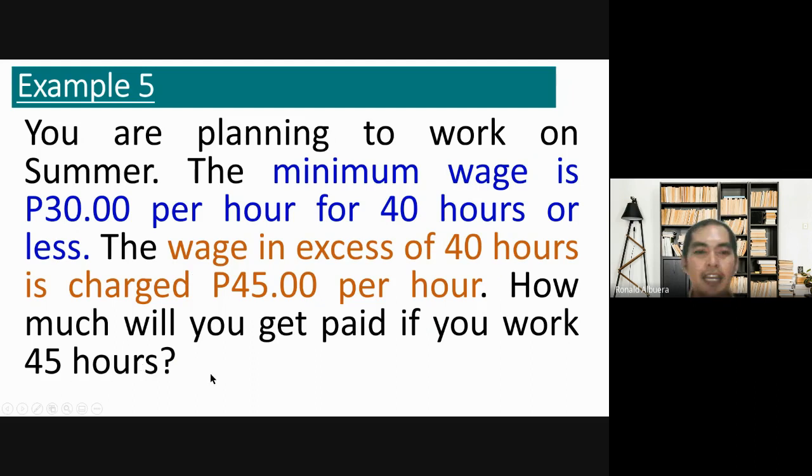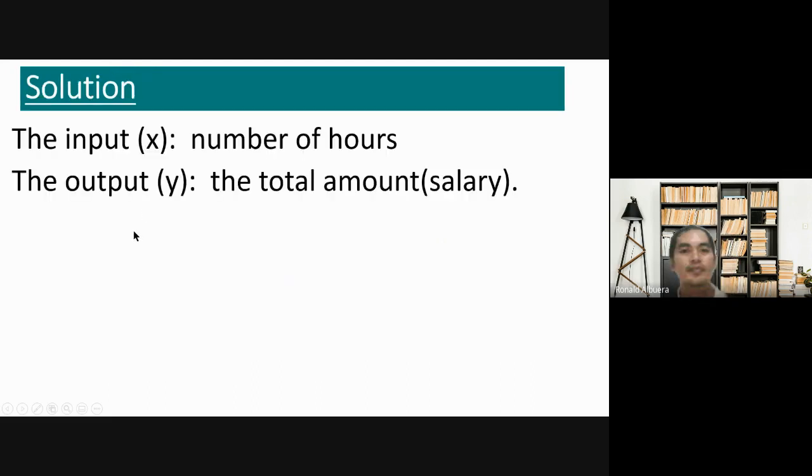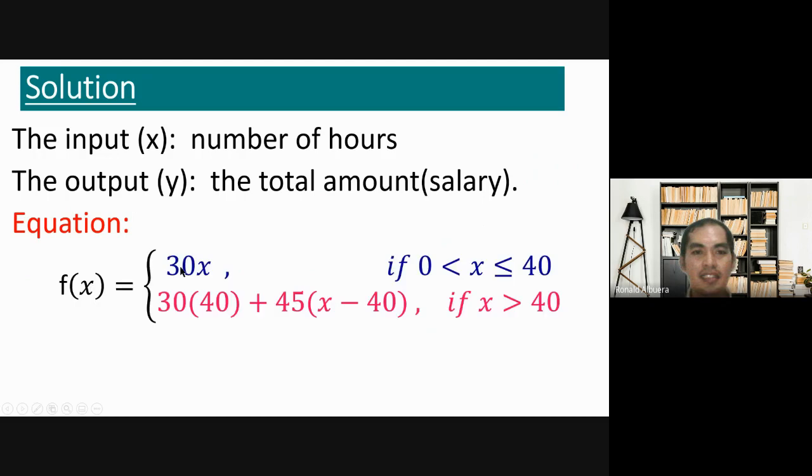So first step, i-represent mo yung domain or yung independent variable mo. Represented by X, of course, the number of hours. Ang Y, the amount, or the salary na makukuha ng nagtrabaho. That's Y. And the equation is 30x, 30 pesos per hour. Ang X is referring to number of hours, if less than or equal to 40 hours but greater than 0. 30 pesos hanggang 40 hours lang.